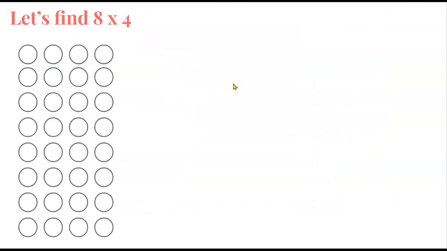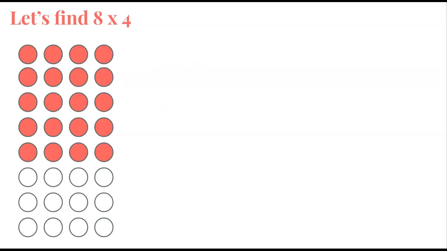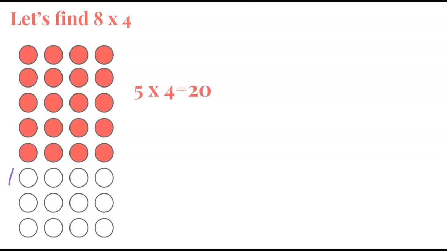Okay, now let's go ahead and try to find what 8 times 4 is. So we already figured out what 5 times 4 is. So 5 times 4 is 20. We knew that from our last problem. So now what's left over? What we have left are 1, 2, 3 groups of 4.